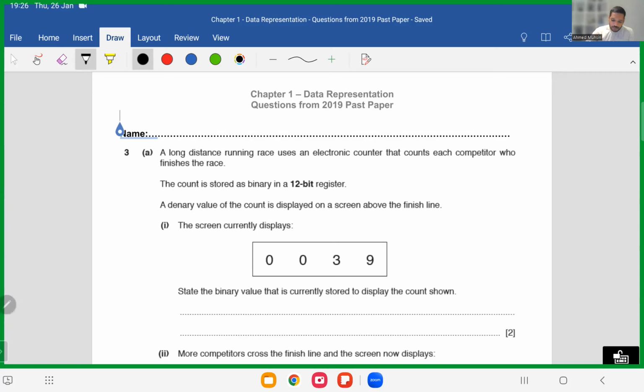Okay, so over here it talks about a long distance running race that uses an electronic counter that counts each competitor who finishes the race. The count is stored as a binary in a 12-bit register. So when you see 12-bit, you know that they're using 12 digits to represent the value. A denary value of the count is displayed on a screen above the finish line. The screen currently displays this denary value. State the binary value that is currently stored to display the count shown. So they're asking us to convert this into binary and tell us what the binary value is.